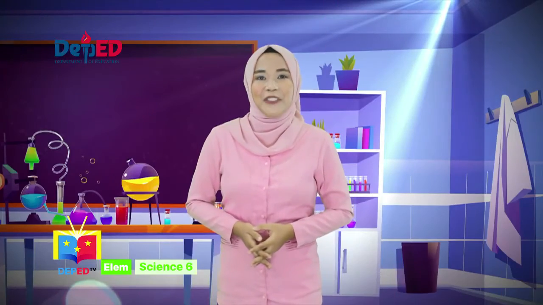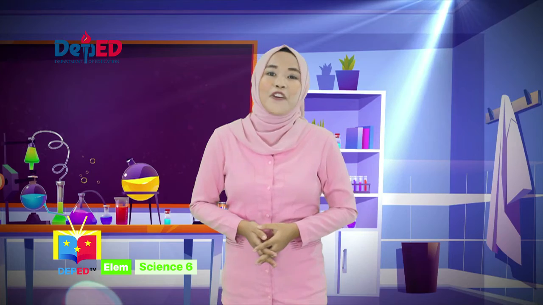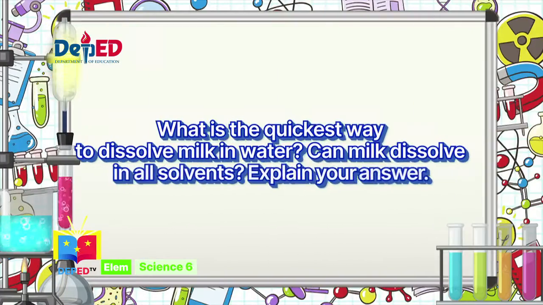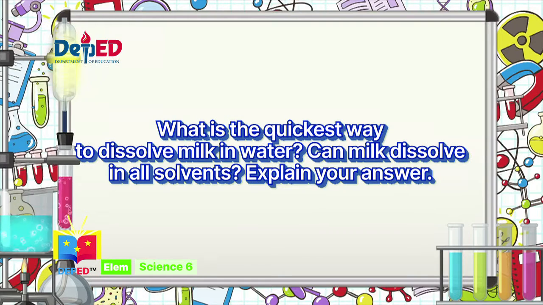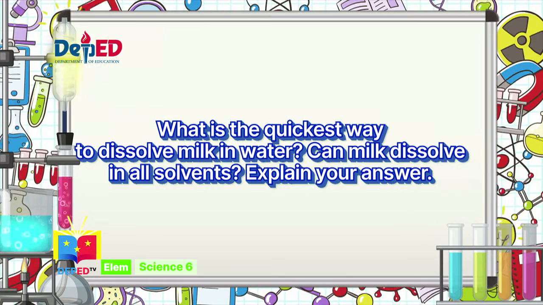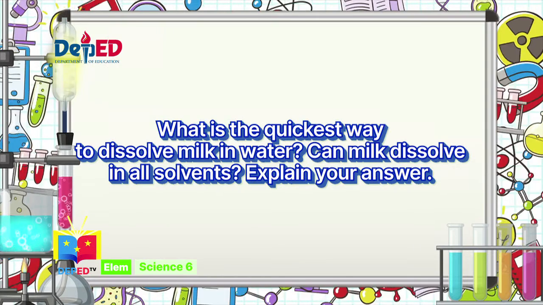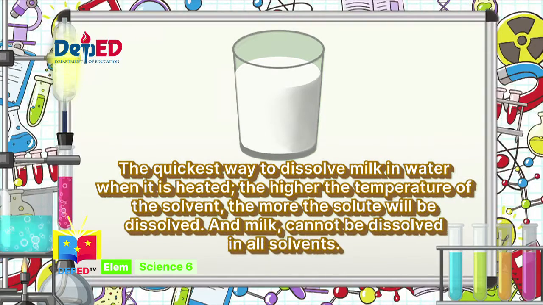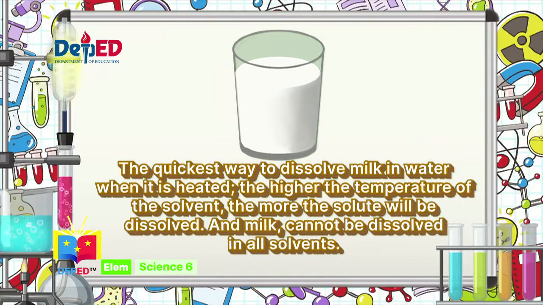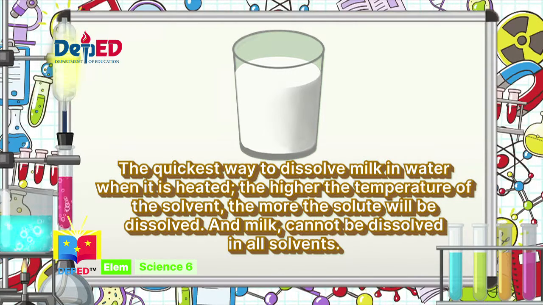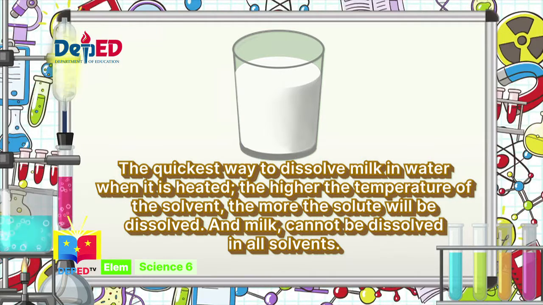Read the questions carefully. Give the answer for the following. Do it on your paper. Number 1. What is the quickest way to dissolve milk in water? Can milk dissolve in all solvents? Explain your answer. Right! The quickest way to dissolve milk in water is when it is heated. The higher the temperature of the solvent, the more the solute will be dissolved. And milk cannot be dissolved in all solvents.